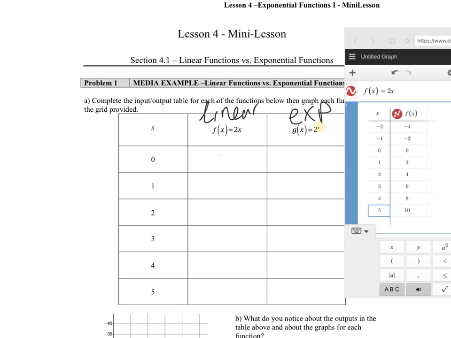So at 0, my function is at 0. At 1, this function is at 2. At 2, I'm at 4. At 3, I have 6. At 4, I'm at 8. At 5, I'm at 10.